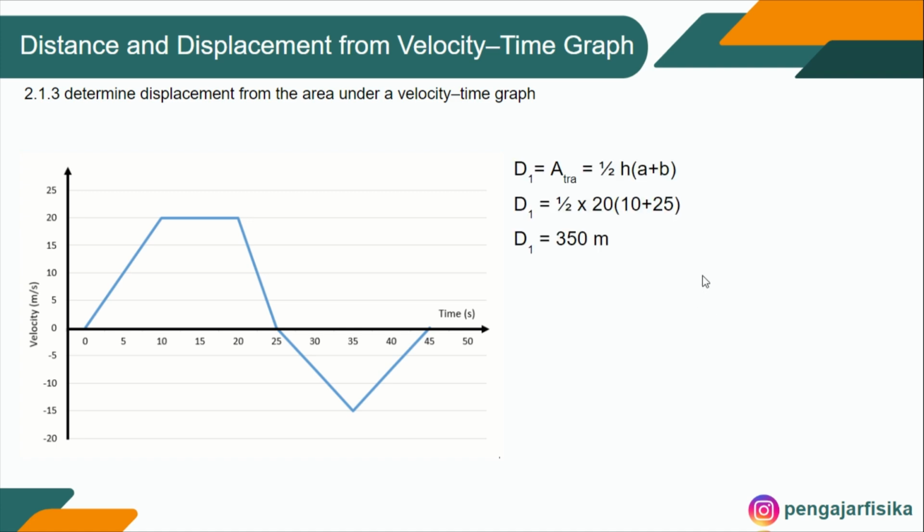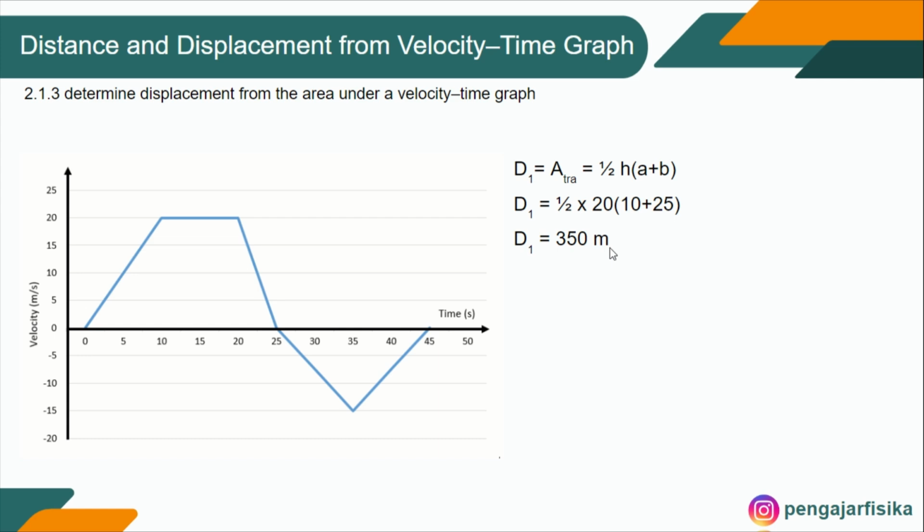As an example, if you want to know the displacement from 0 seconds to 25 seconds here, because the shape of the area between the graph line and the x-axis is a trapezoid, we may use the formula to find the area of a trapezoid, which is half times height times (a + b). So half times the height, which is 20 from this point to this point, and then a is 10 from this point to this point, and then b is 25 from this point to this point. So after we calculate, we get 350 meters.